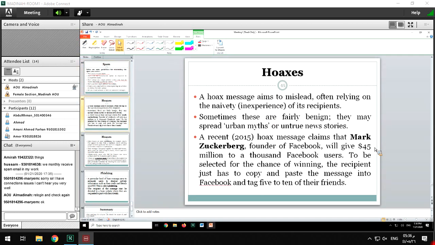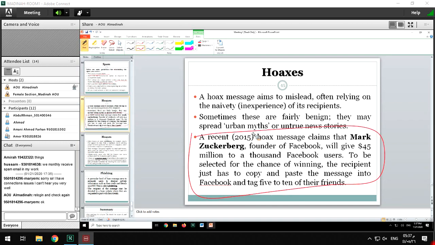The next, hoaxes. A hoax message aims to mislead, often relying on the naivety of its recipient. Sometimes these are fairly benign. They may spread urban myths or untrue news stories. Hoax emails are just like false emails. A recent hoax message claimed that Mark Zuckerberg, founder of Facebook, will give $45 million to 1,000 lucky users. To be selected for the chance of winning, the recipient just has to copy and paste a message in Facebook and tag 5 to 10 of their friends. Now this is a hoax message.